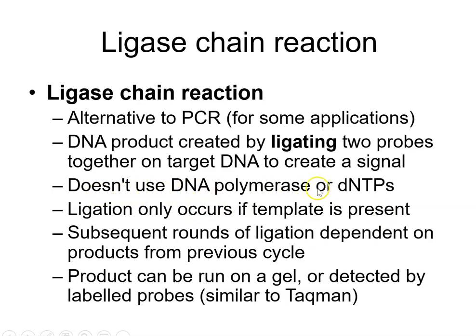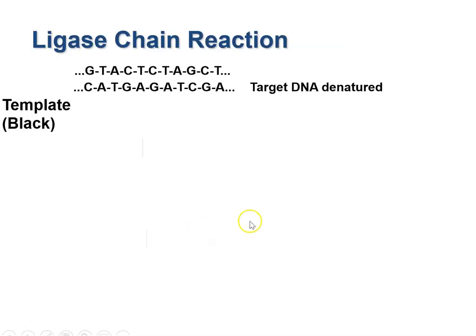So it doesn't use any DNA polymerase, it doesn't use dNTPs. And then we can repeat this cycle with two more anti-probes and repeat this to amplify DNA so that you get the same sort of DNA amplification as in PCR, but you don't use any dNTPs or DNA polymerase. So this is shown here.